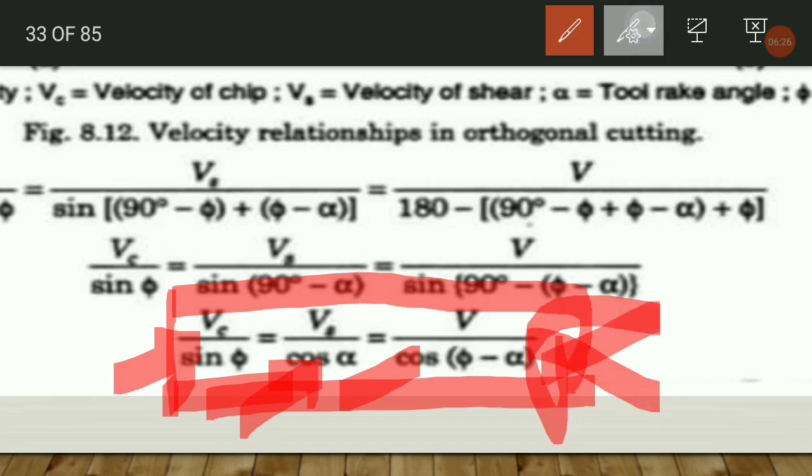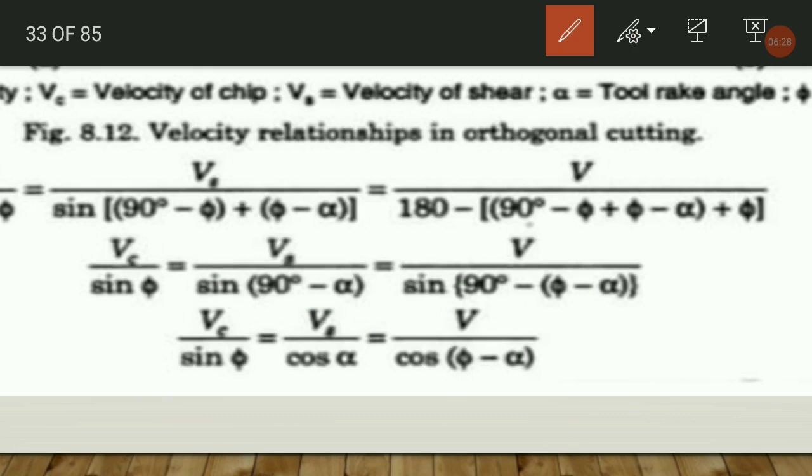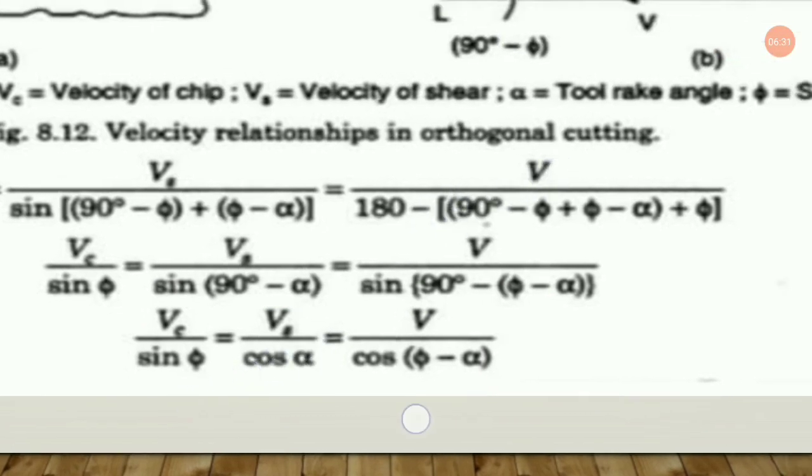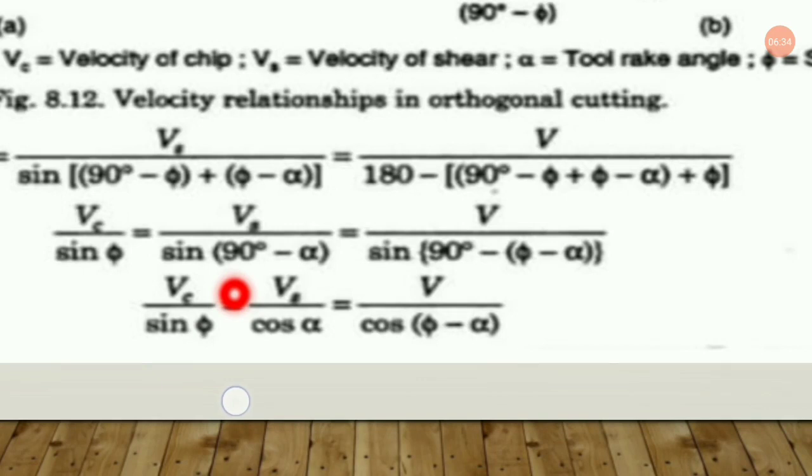They will be asking you questions based on this particular formula. You will be provided with phi, the shear angle, or alpha, the rake angle, and with one velocity, say Vs, the shear velocity, and you will be asked to find the chip velocity, or the cutting velocity as well. So this formula is going to be very important for solving numerical problems in your semester examinations, university examinations, and for GATE purposes also.